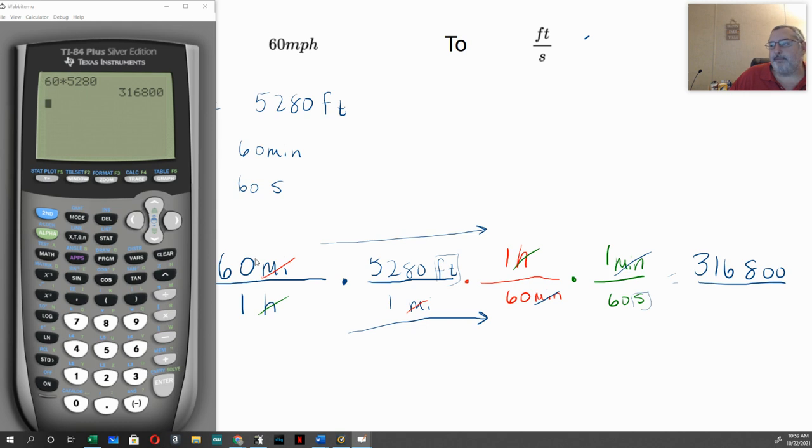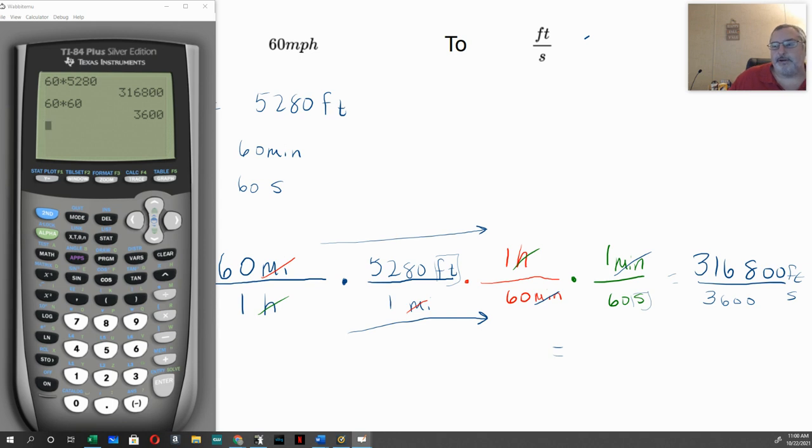And then in the denominator, I've got 1 times 1 times 60 times 60. So basically 60 times 60. So that gives me 3,600. I've got my units left. I've got feet per second. And so now I'm just going to do my final division right there.